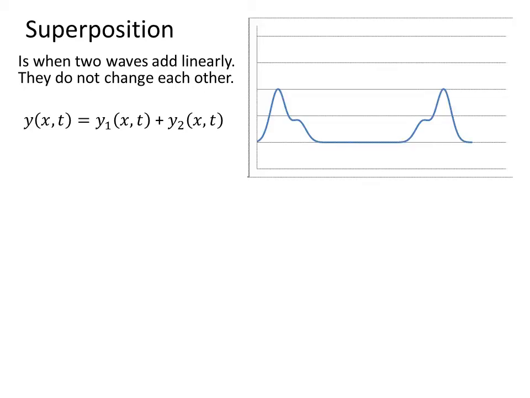So, for example, we have these two blue waves, and they're propagating toward each other. We see that they're similar, but they're sort of reversed. As they pass through each other, you see the summed waveform, but after they pass through, they are unchanged.